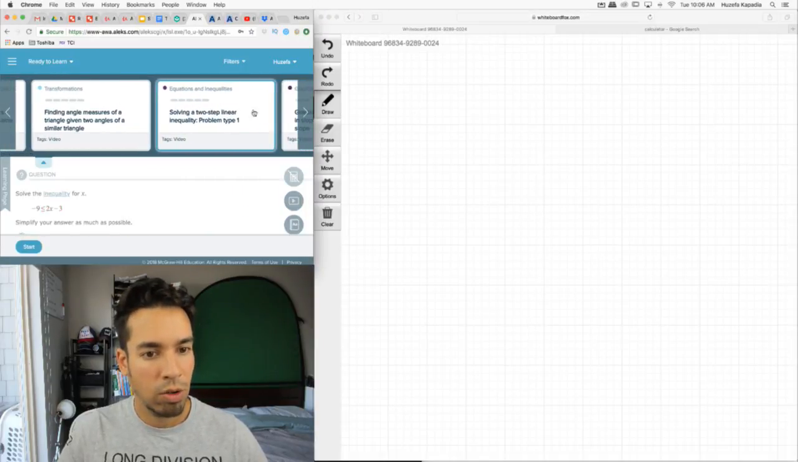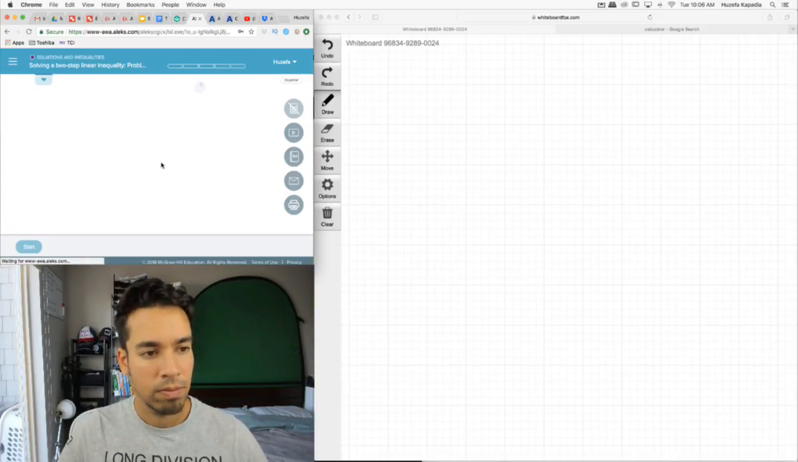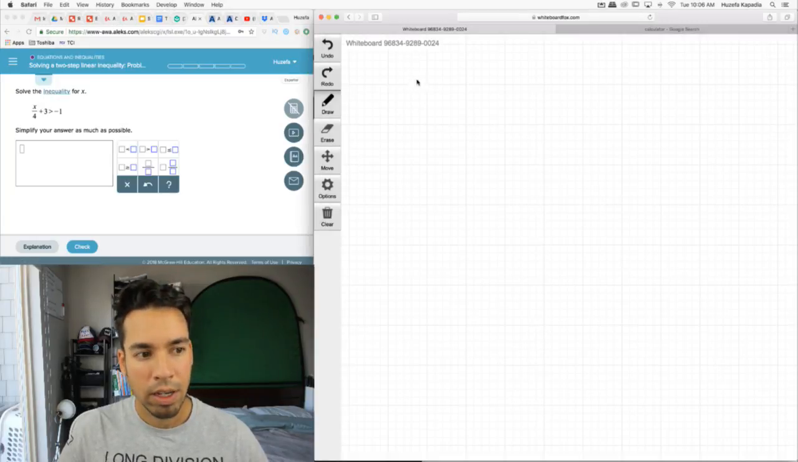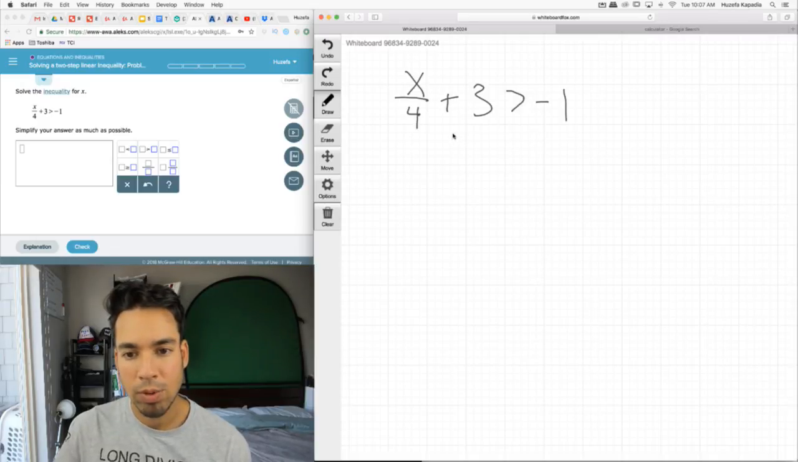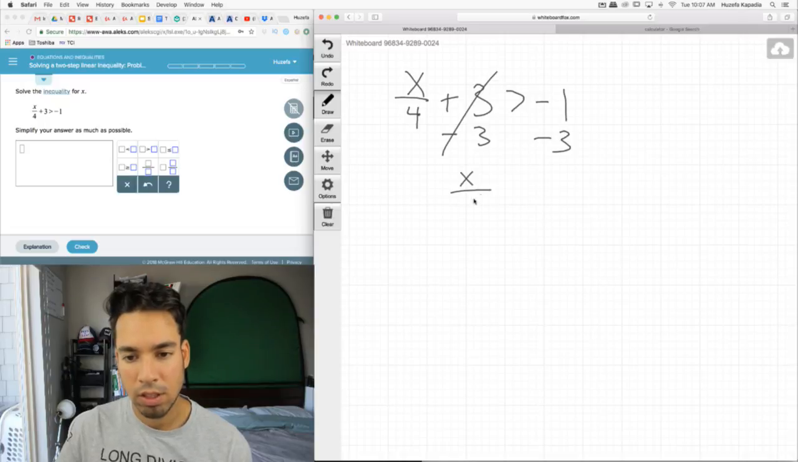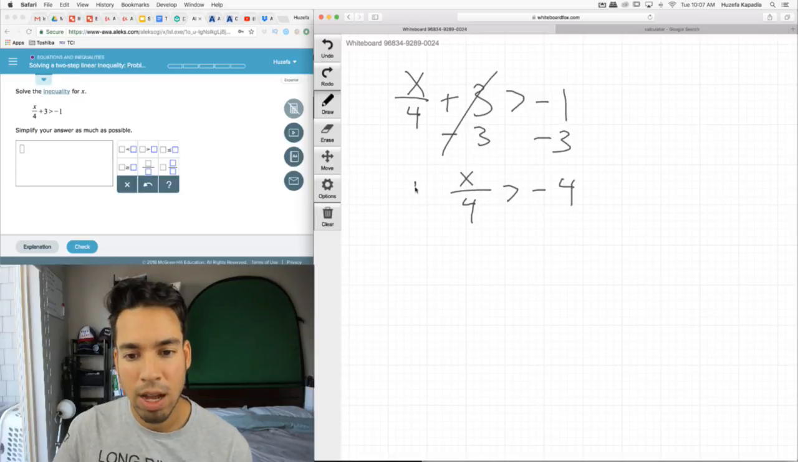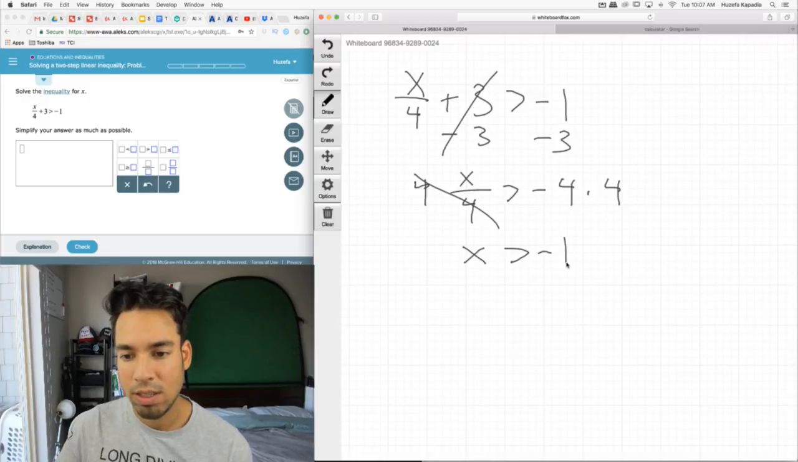Solving a two-step linear inequality problem type 1. Okay, so we've got x over 4 plus 3 is greater than negative 1. All we're trying to do here is isolate x. That's what they mean by solve. So how do we do that? Just like a regular equation, we're going to subtract 3 from both sides. x over 4 is greater than negative 4. Now we need to get rid of this 4. x is divided by 4, so the opposite of that is multiply by 4. Multiply both sides by 4. That cancels that out. And we have x is greater than negative 4 times 4, which is negative 16.